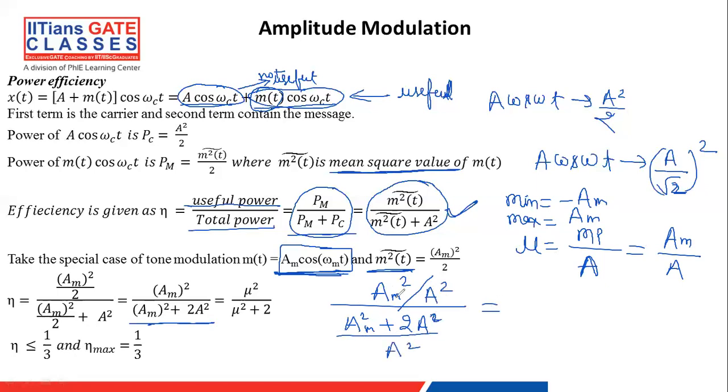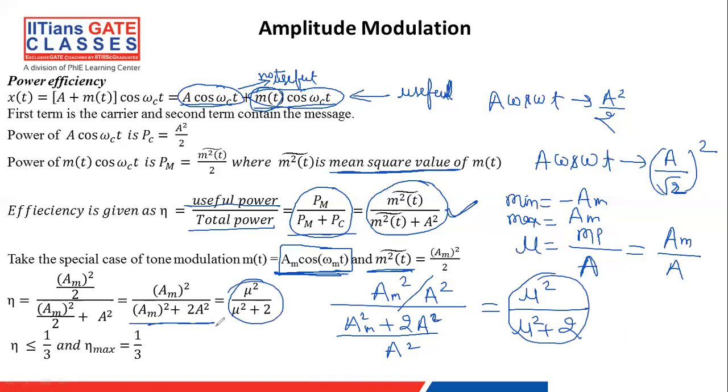You see it is Am square by a square. We know that Am upon a is mu, so you can write this as mu square. Again, this is Am square by a square, mu square, and this will be 2a square by a square. So a square will cancel, and we will be just left with 2. So this is the formula for efficiency, which we have written here.